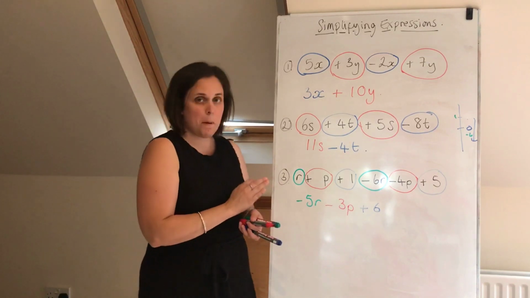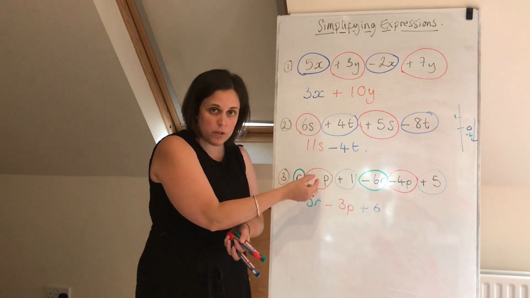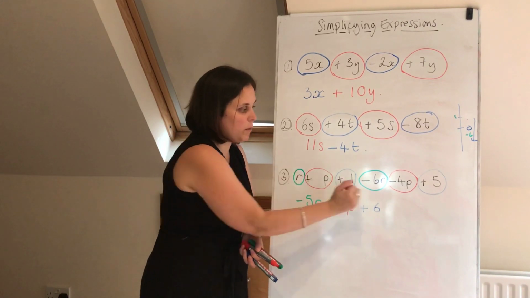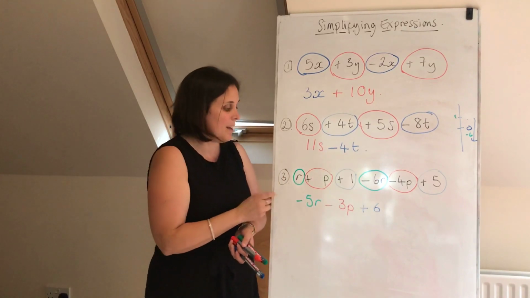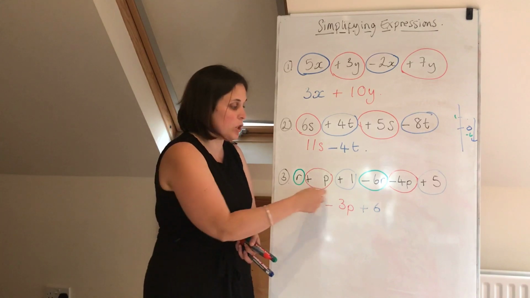So just remember, circle everything. The sign in front goes with whatever it is in front of, okay, so that's a plus that goes with that one, whereas that minus sign goes with that term. And then collect together your like terms, and remember you cannot collect together things which are not like.